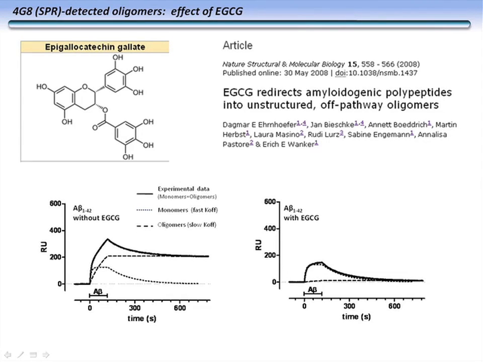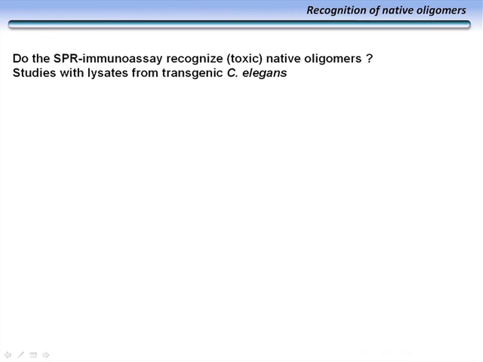Another important point was to see if this immunoassay can recognize native oligomers. All the studies shown before were obtained with synthetic Abeta. For that, we used as a proof of principle lysates from transgenic C. elegans, which produce Abeta42 oligomers after induction.